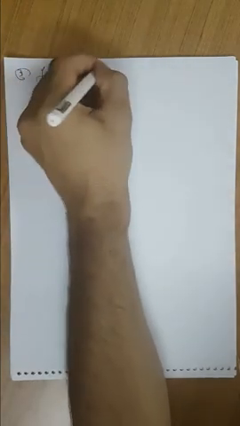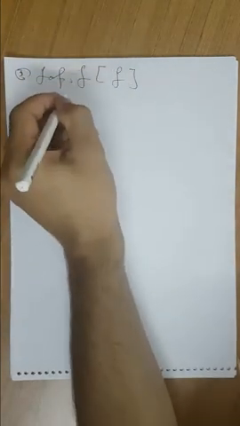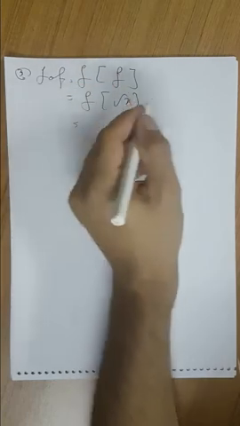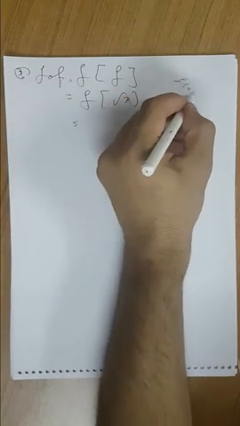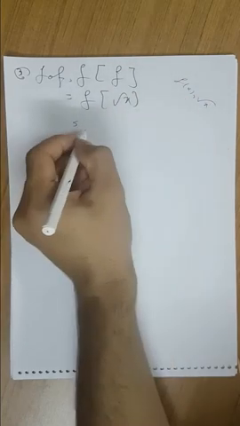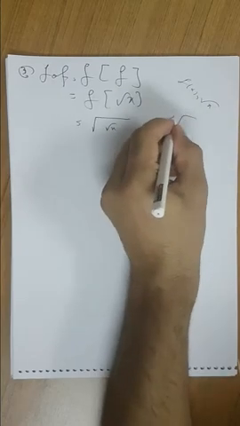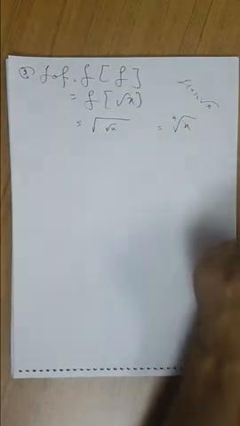How about g circle g or f circle f? Number 3: f circle f is equal to f of f of x, which is equal to f of square root of x. Now, f of x is the square root, so if I put in the square root of x, I will get the square root of the square root of x. So it is equal to the fourth root of x.